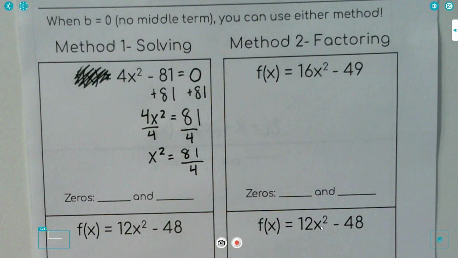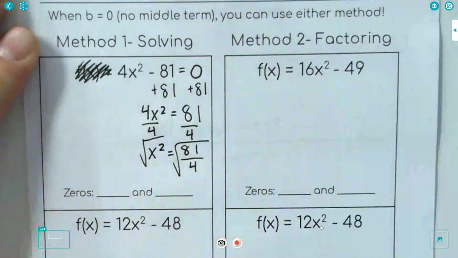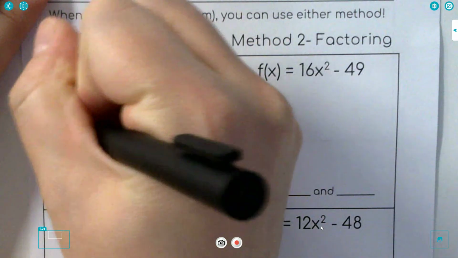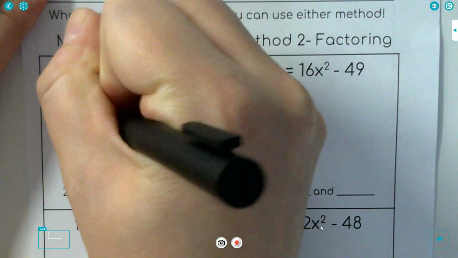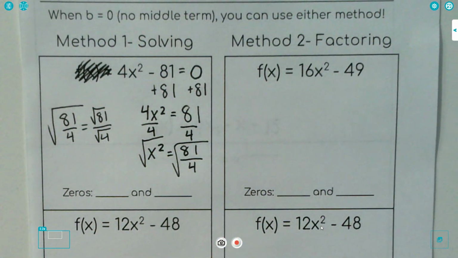Okay, now what's keeping x from being by itself? The exponent, the squared. What is the opposite of squaring something? Square rooting it. So we're going to square root both sides of this. Okay, here's the deal. 81 fourths is not a perfect square, but 81 is a perfect square and 4 is a perfect square. So off to the side here, I'm going to write this down for you. The square root of 81 over 4 is the same thing as the square root of 81 over the square root of 4. So I can split up the square roots like that.